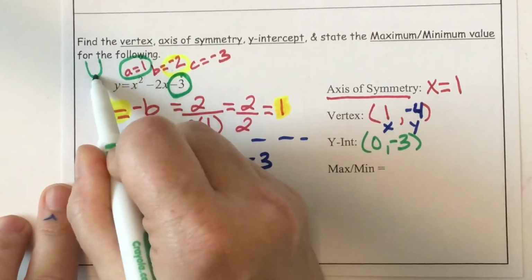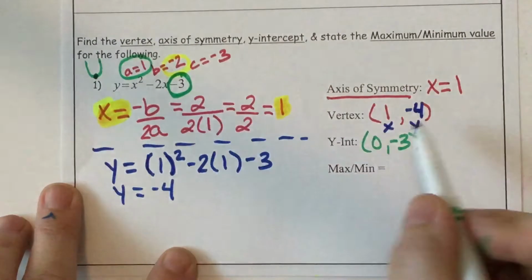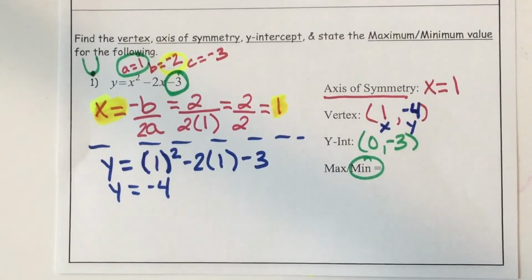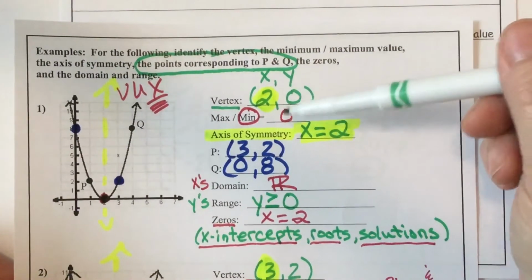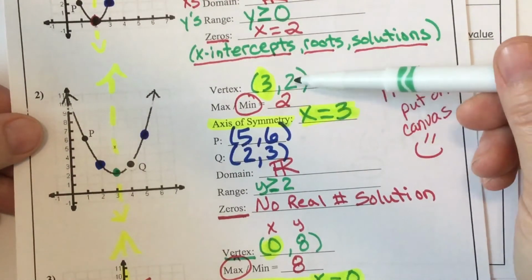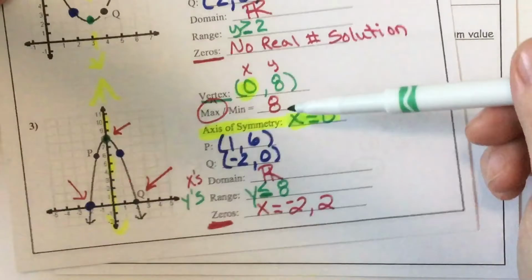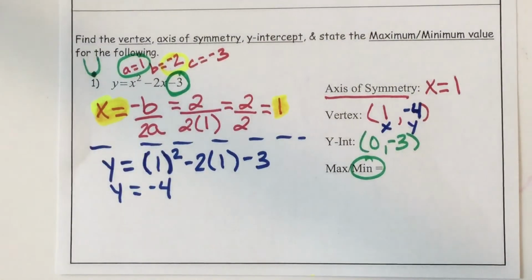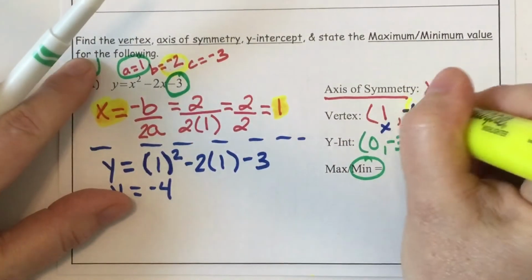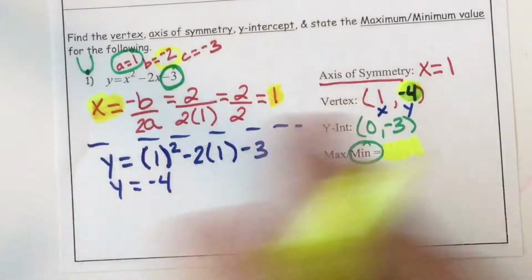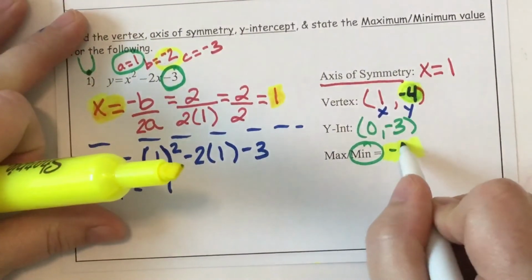If a graph opens up, do we have a max or a min? We have a min because the vertex would be the lowest point of the graph. Then I'd want to know how high or how low it is. Let's go back and look at the pictures from the other lesson. Wasn't the max or min the y value of the vertex? Look, the min value, the y value of the vertex. The max value, the y value of the vertex. So whatever the y value is of the vertex, that's going to be our max or min number right here. So the min is -4.